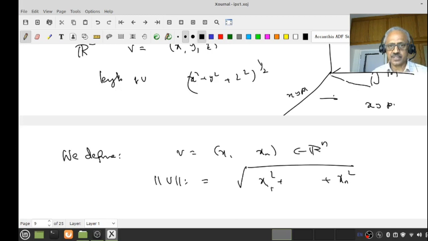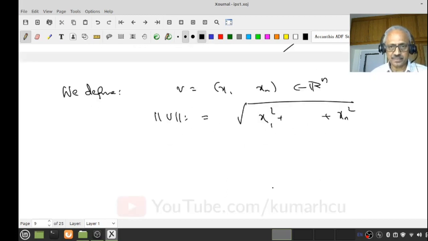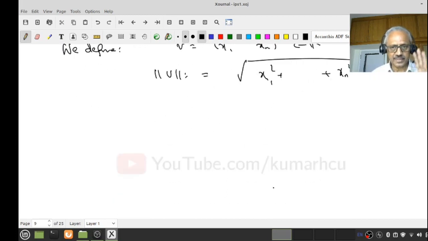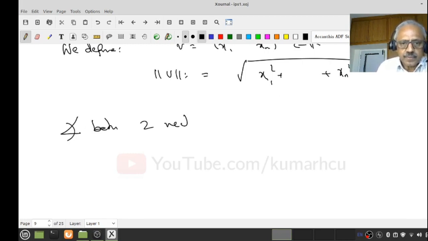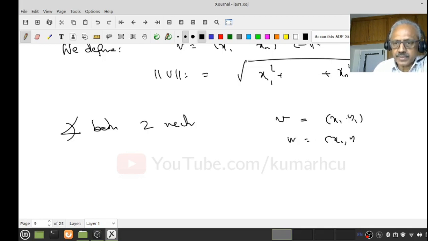This is the definition now. Earlier the formula for the norm of V in R2 and R3 was justified by Pythagoras theorem. Is that okay? Very good. Next thing is I want to talk about the angle between two vectors. Let us say V is (x1, y1) and W is (x2, y2) in R2.